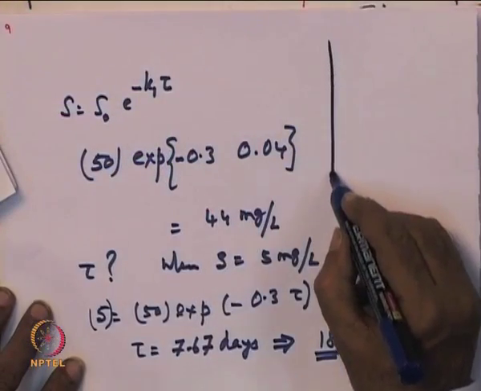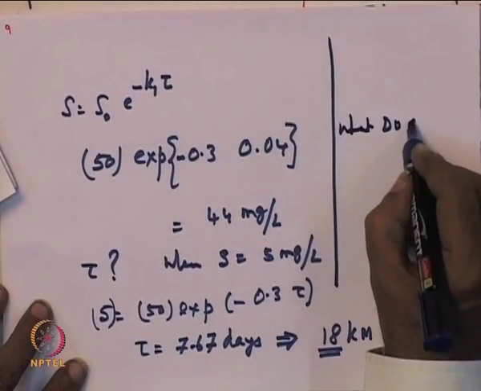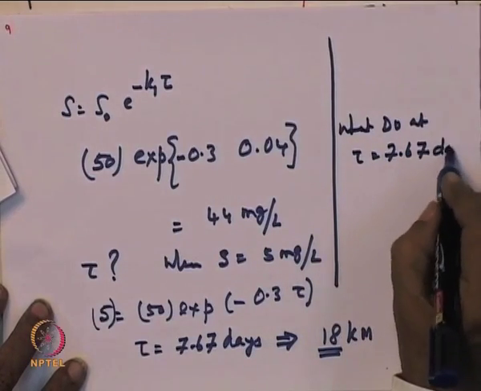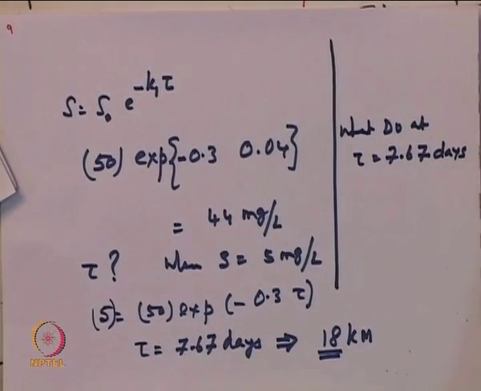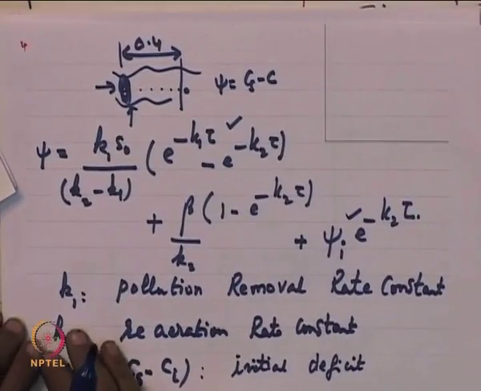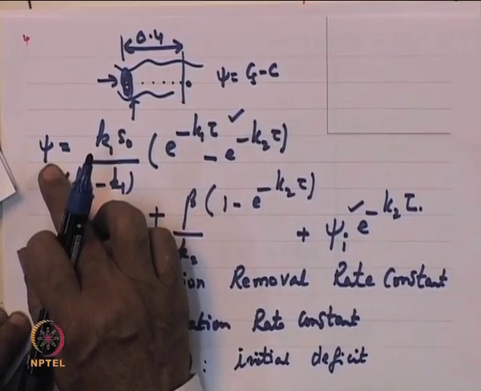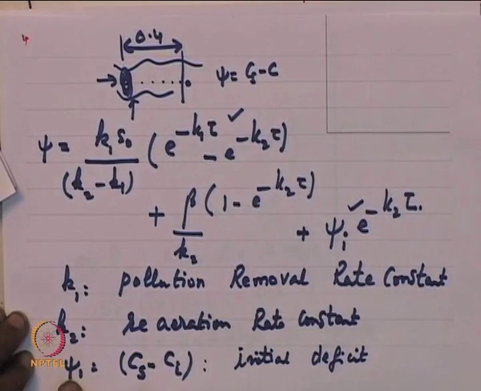So, if I ask you what is the oxygen level, let me write this here because it is taking too much space. If I ask you what is DO at tau equal to 7.67 days, which means after 18 kilometers, you can calculate that. Once again, our equations are all with us. Once I say that tau is 7.67, you can find out what is the DO at that point. That means psi is known, so DO is known, because if you put CS as 6 or 5.4, you can find out what is the DO.